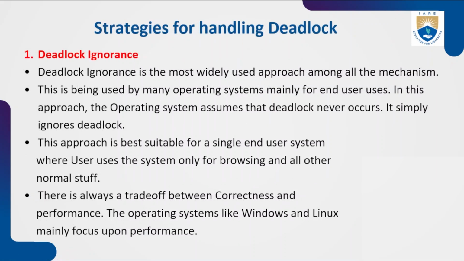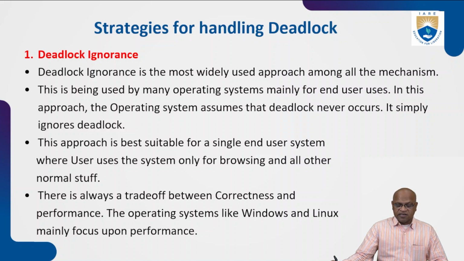deadlock. So, deadlock ignorance. How can we ignore the deadlock? Deadlock ignorance is the most widely used approach among all the mechanisms. This is being used by many operating systems, mainly for end user systems. In this approach, the operating system assumes that deadlock never occurs. It simply ignores the deadlock. This approach is best suited for a single end user system, where a user uses the system only for browsing and all other normal stuff.